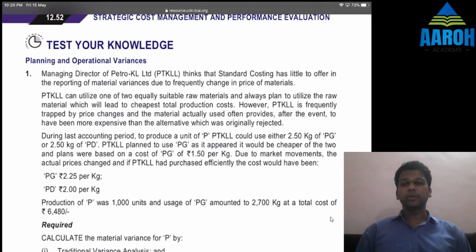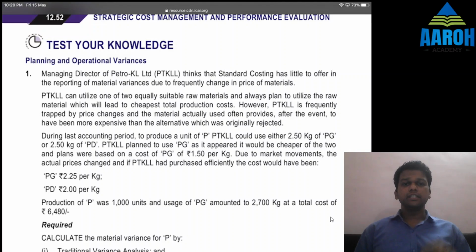The Managing Director of Petro KL Limited, PTKLL, thinks that standard costing has little to offer in the reporting of material variances due to frequent change in price of materials. PTKLL can utilize one of two equally suitable raw materials and always plans to utilize the raw material which will lead to the cheapest total production costs. Makes sense. They have two options and they always try to utilize the best one, the cheapest one.